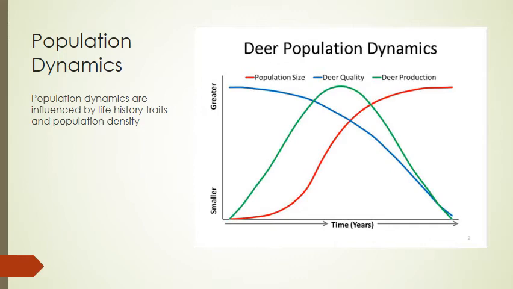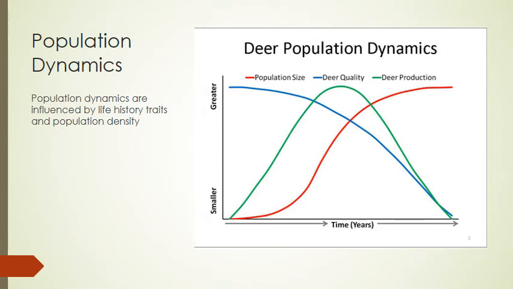So these population dynamics, this rising population, dropping population, are going to ultimately be influenced by the population density and also the life history traits of this organism, whatever the organism may be. What this graph is showing is population size compared to deer quality and ultimate deer production. Deer production is how many deer are being produced.